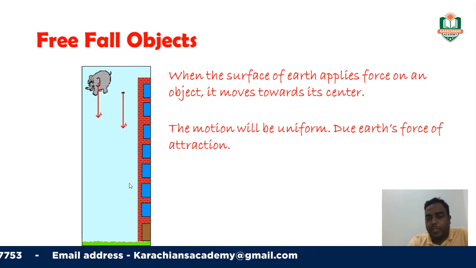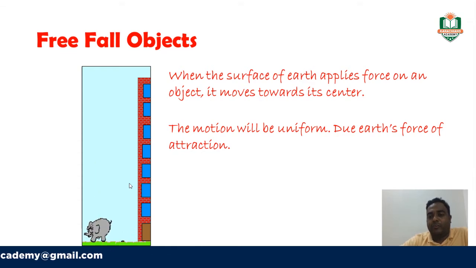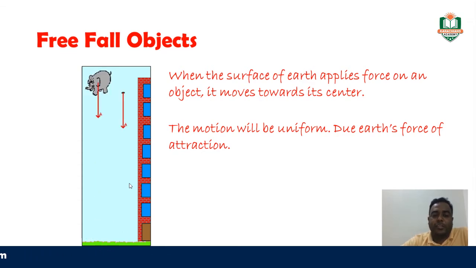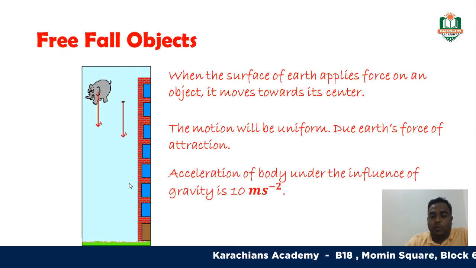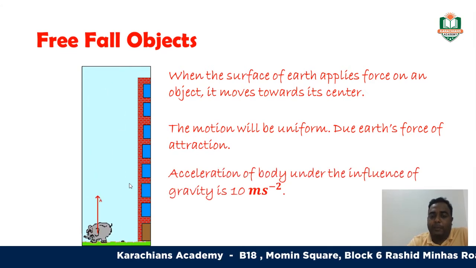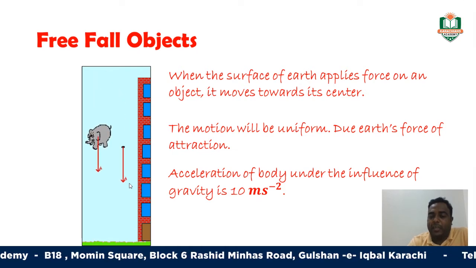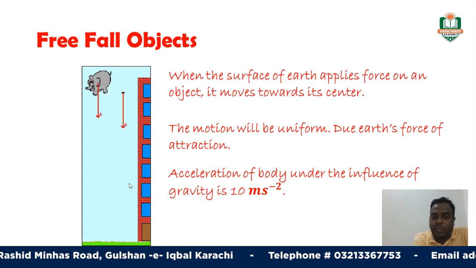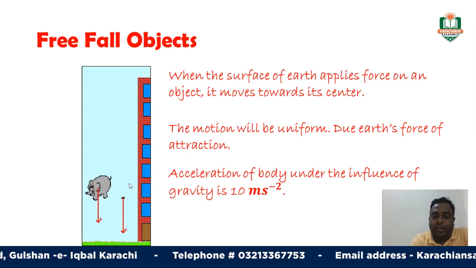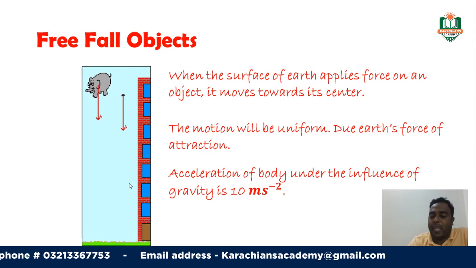So the motion will remain uniform because the force applied by the surface of the earth for the attraction will be uniform here. So when the force applied is uniform, then acceleration is produced, and the acceleration is produced due to the presence of gravitational force, which we can name as gravity. Then that value will give us 10 meters per second squared.